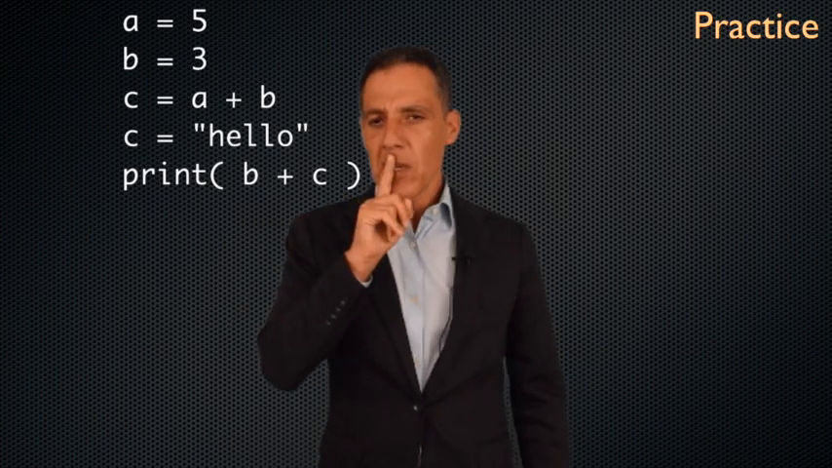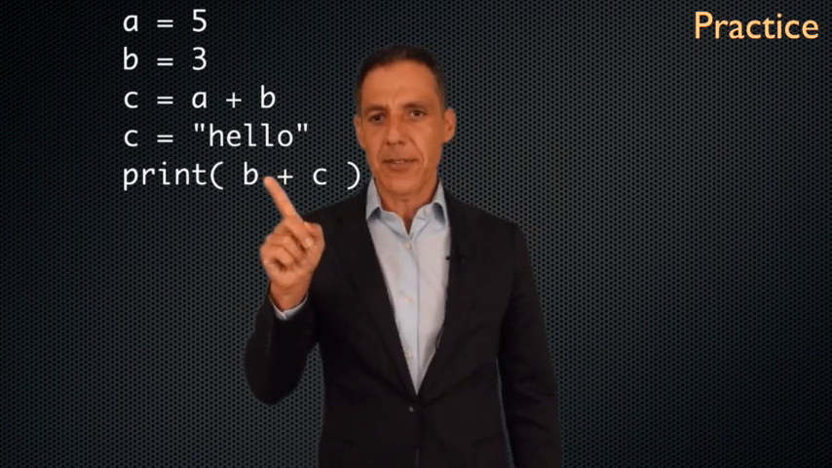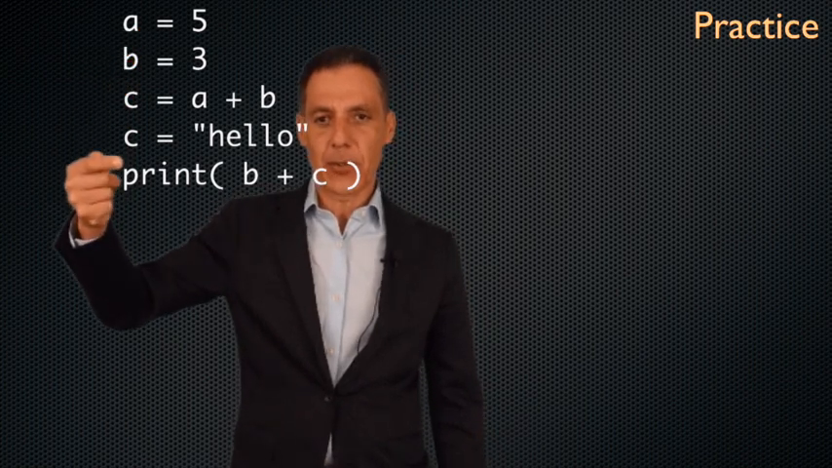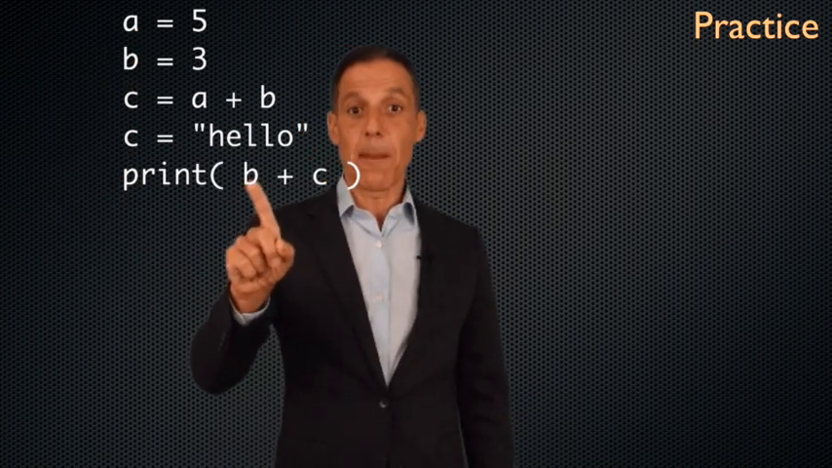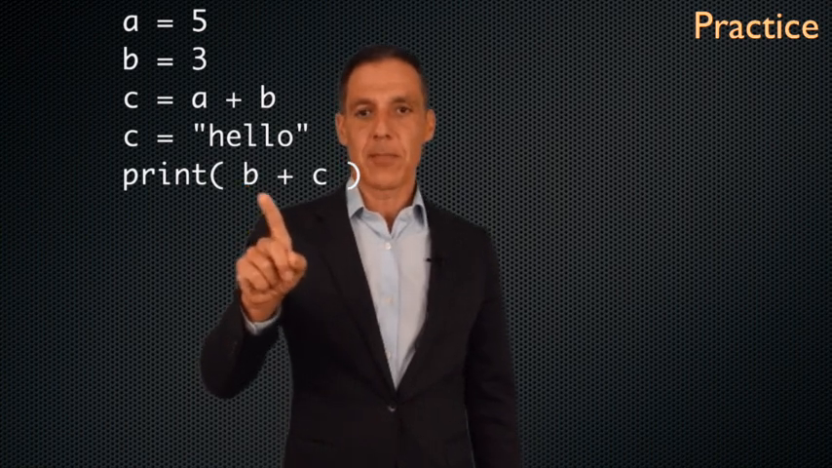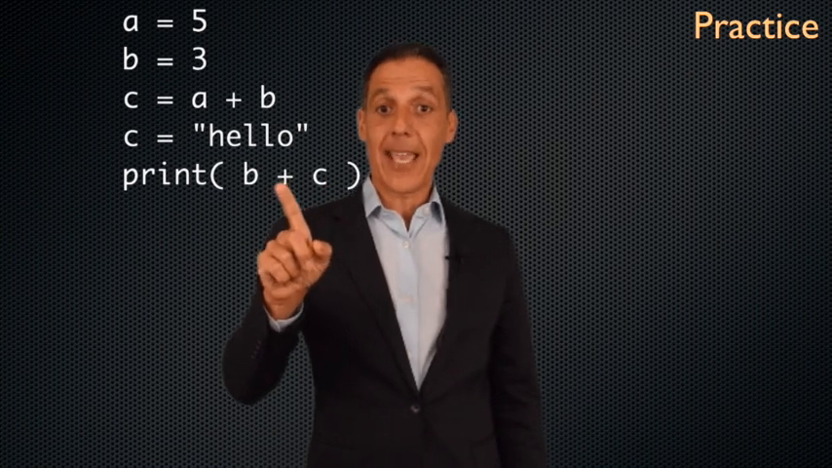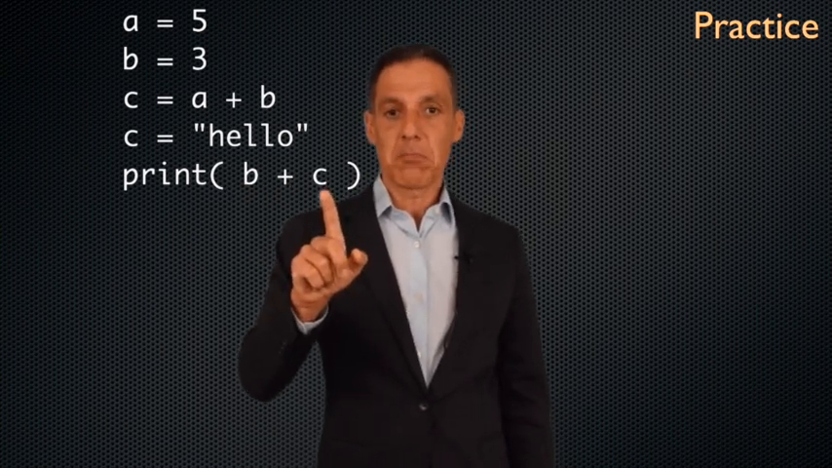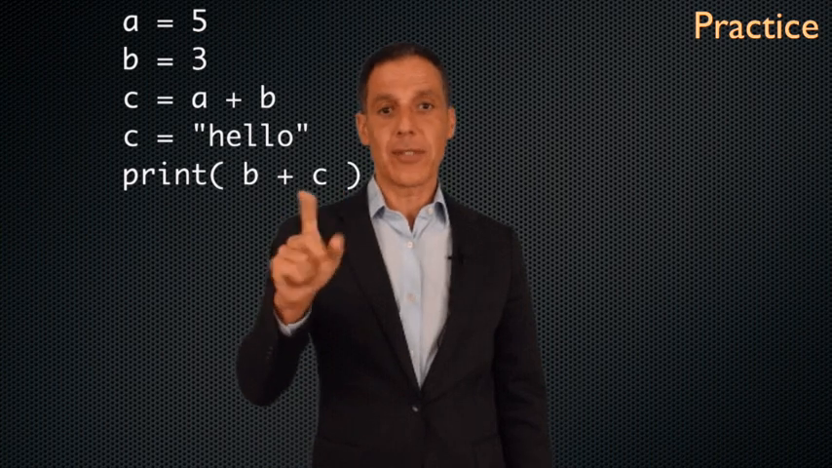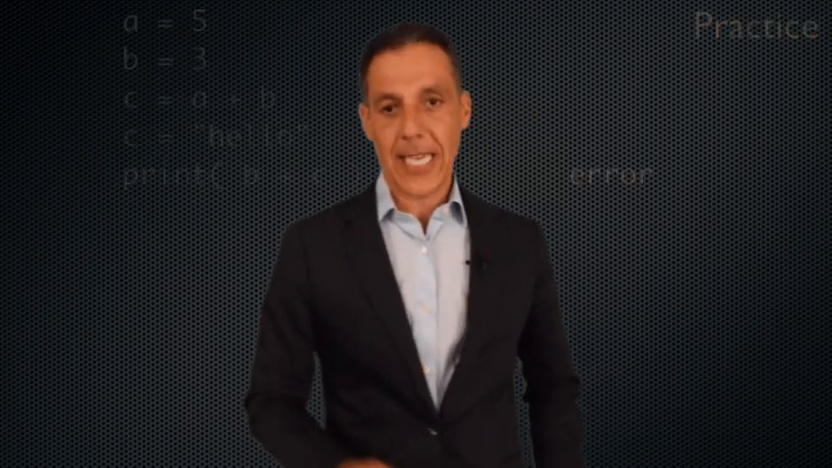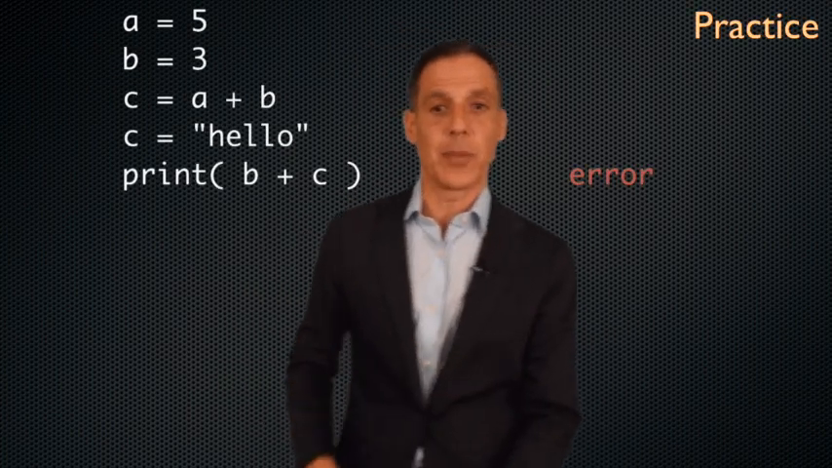All right, what happens if I try to print b plus c? All right, let's see. What is b at this point? Well, let's go back up. I see b is 3 here. It hasn't been overwritten. So that is the number 3. Okay. What is c? It's the string hello. Can I add a number to a string? No. I can add 2 numbers, that's addition. I can add 2 strings, that's string concatenation, but I can't do the in between. So that, of course, will be an error.